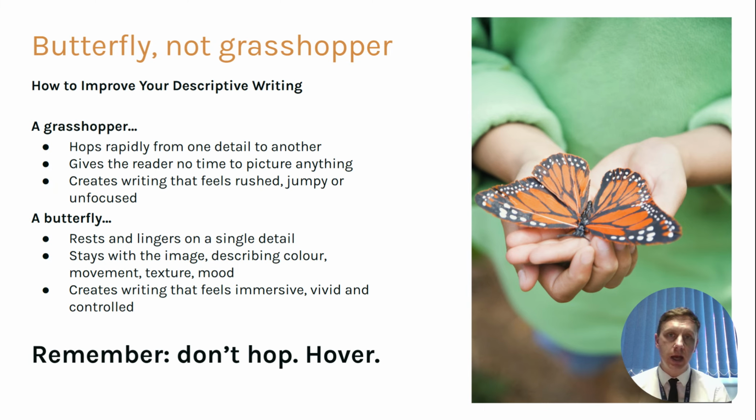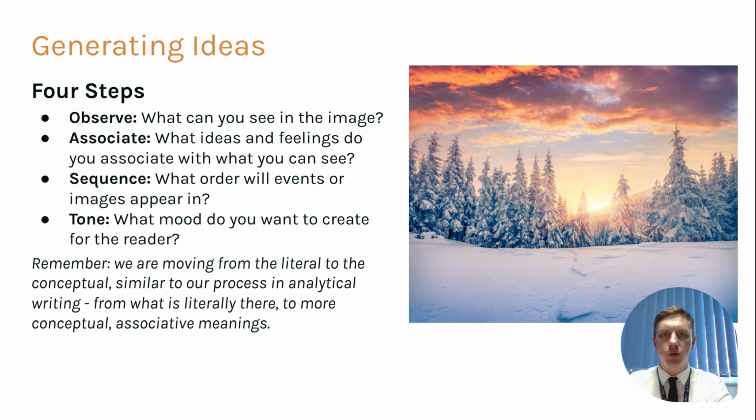So we need to stay with a small number of locations and objects and places and events rather than rapidly hopping through 7, 8, 10, 15 different things, because that list-like structure rapidly becomes very, very boring and unengaging. And we don't want that for our descriptions. We want our reader to be drawn into a descriptive world that we're creating through language. And we can't do that if we're rapidly hopping from one thing to another. So butterfly, not grasshopper. Just a reminder about that, very important.